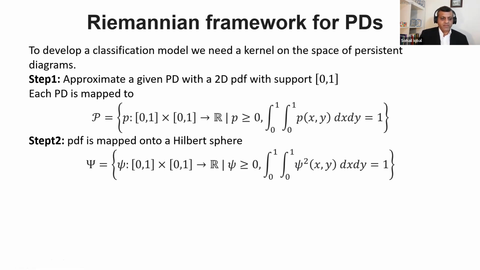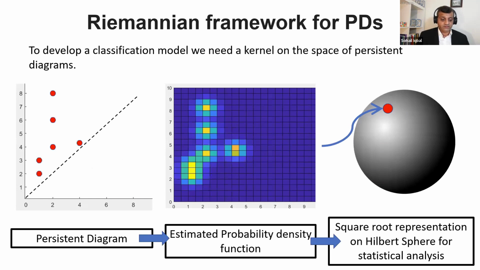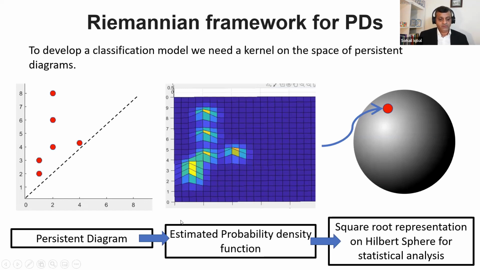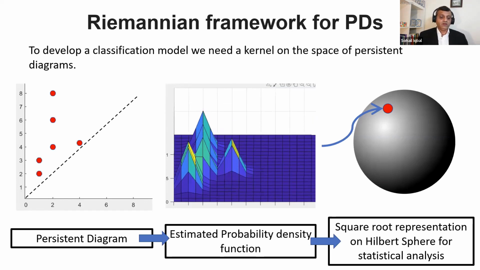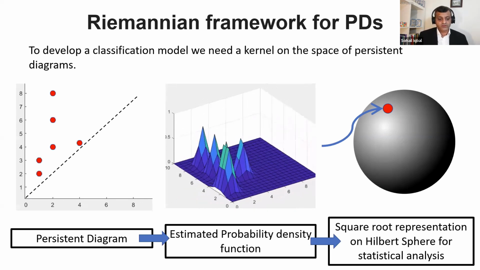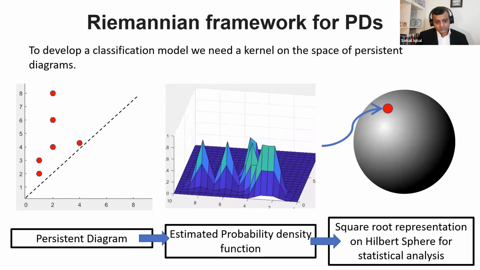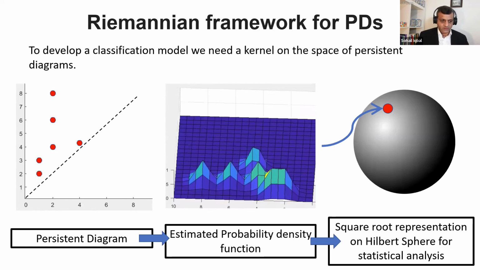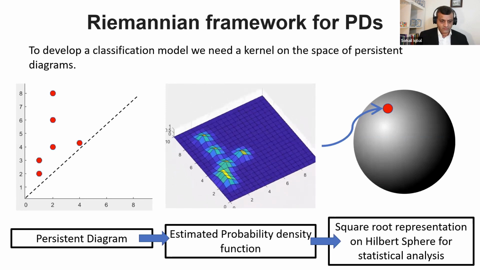When you do that, you are mapping each and every persistent diagram onto a Hilbert sphere. On that Hilbert sphere, there is a closed form expression for each and every operation required for our analysis. So that's the general picture. We started from a persistent diagram, we mapped onto a two-dimensional PDF, and from there we mapped onto a Hilbert space, using the square root framework. So that's our framework.